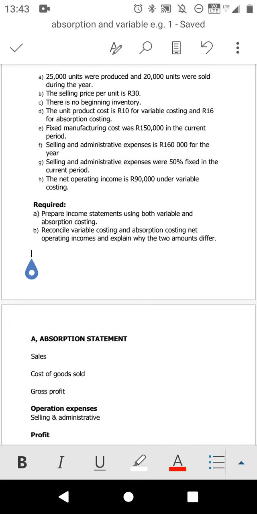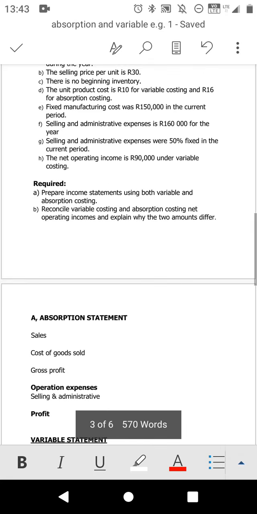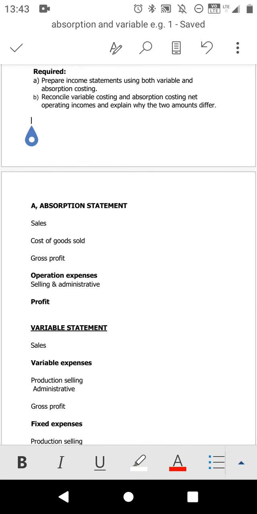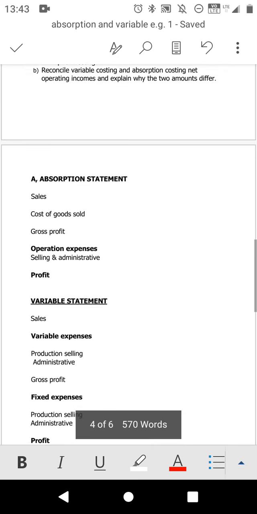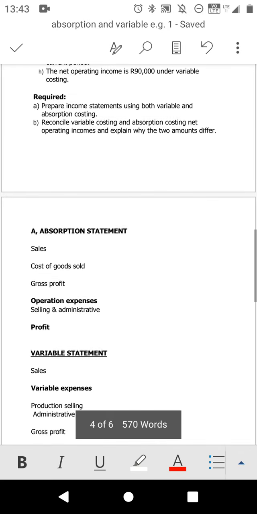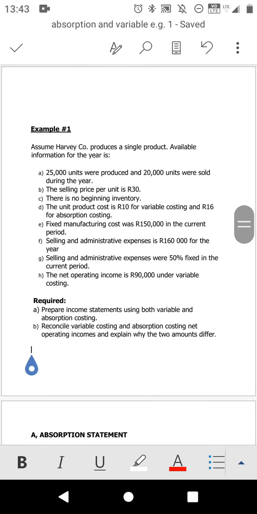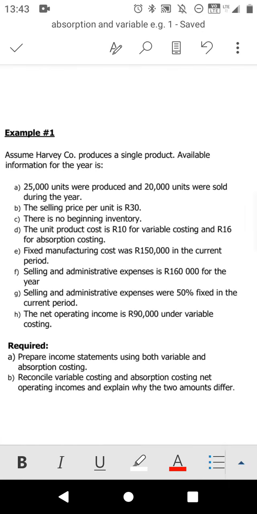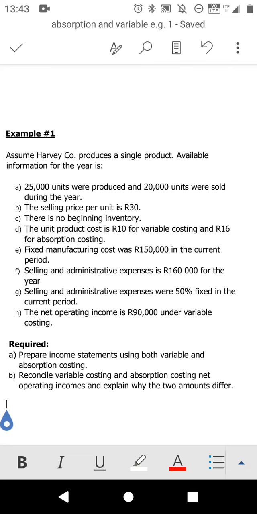Okay, so let's start with the preparation of the absorption statement. Then I write down the format so that we're not going to waste a lot of time. So the first part, we have to do the sales amount. Okay, are we given the sale amount? Remember, sale amount for both statements is always the same. Alright, then on number 2, they say the selling price per unit is 30 rand. So on number A, they told us how many units they sold, which means in this case we have to do what? To calculate.